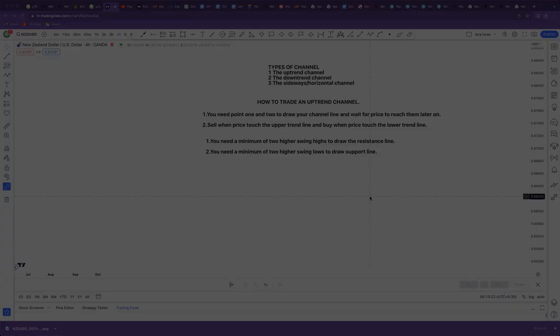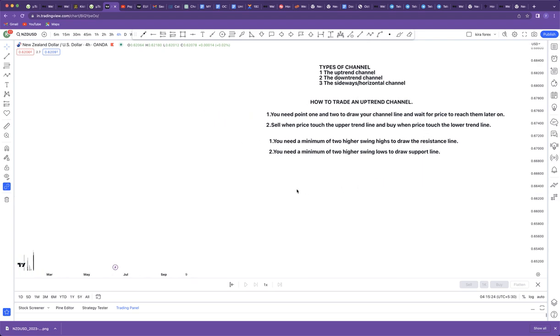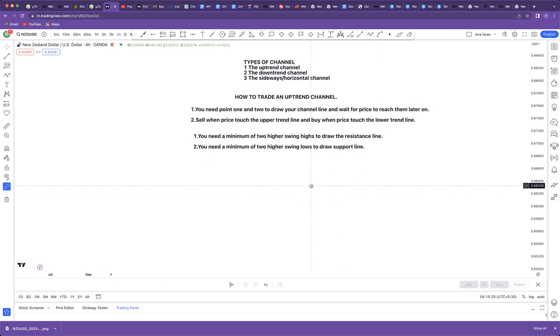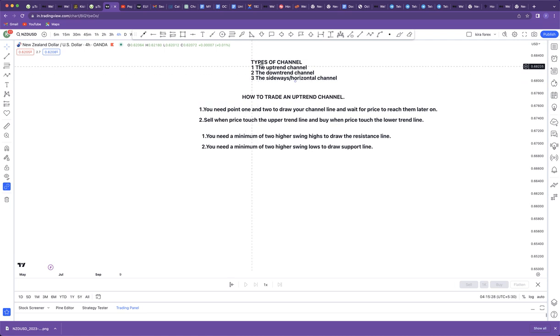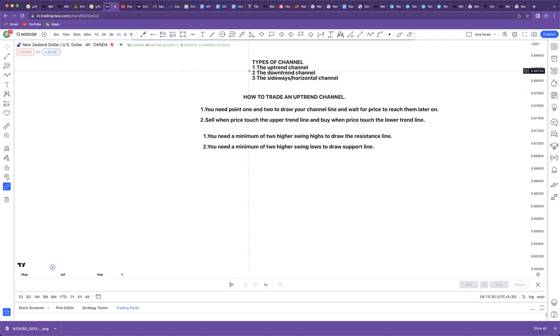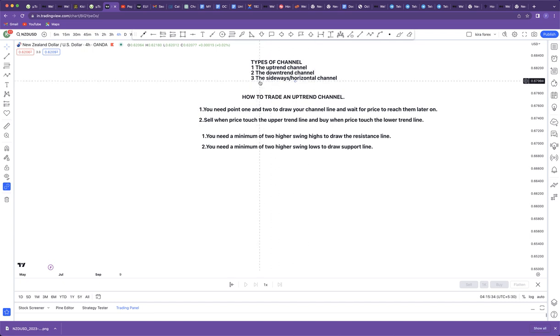Guys, let's dive in. So I've already explained what a channel is. Now let's look at the types of channel. With types of channel, we have the uptrend channel, the downtrend channel, and the sideways or horizontal channel. I'll explain them one after the other using the chart and a diagram. Now let's look at how to trade an uptrend channel.